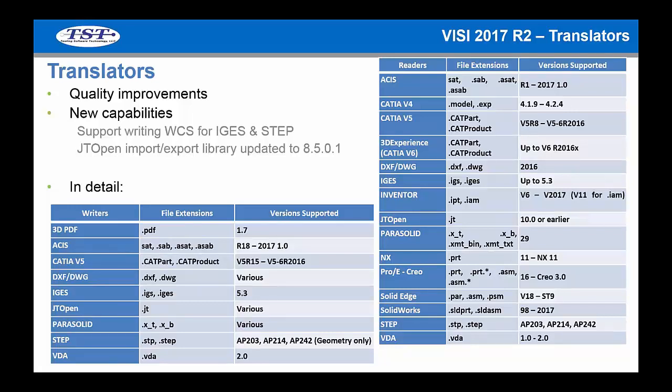And as always, when you experience anything with the translators, send those into support. That's how we get files over to development, and we make the translators better. So if you want to see even better translators in 2018, R1 and R2, sending those files in is going to be how that gets done.